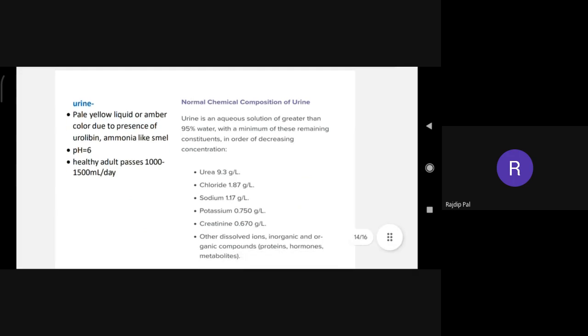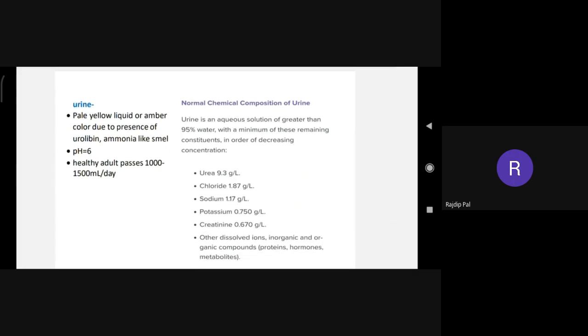Next point is urine. Urine of a healthy individual is pale yellow liquid or amber color due to presence of urobilin, with an ammonia-like smell. Means the smell of urine is due to ammonia, and color of urine is generally pale yellow, very light yellow, liquid or amber color due to presence of urobilin, and pH of urine is 6.